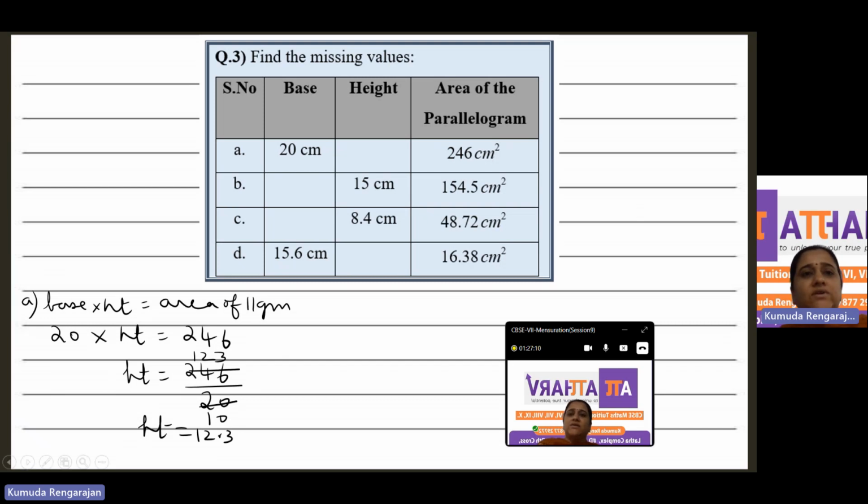You don't cancel further. Whenever the denominator is 10, 100, 1000, don't cancel. Even if it is possible to cancel, don't cancel. Here you cannot, but even if it's possible, don't cancel. What is 123 by 10? 12.3. So 12.3 centimeters is the height.